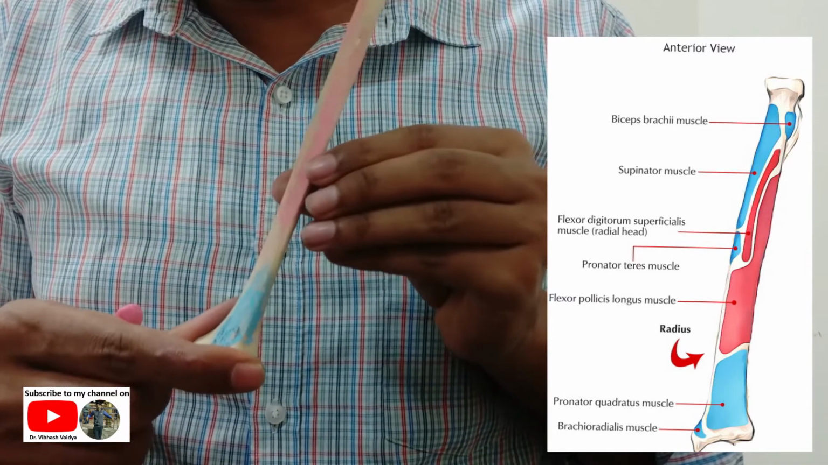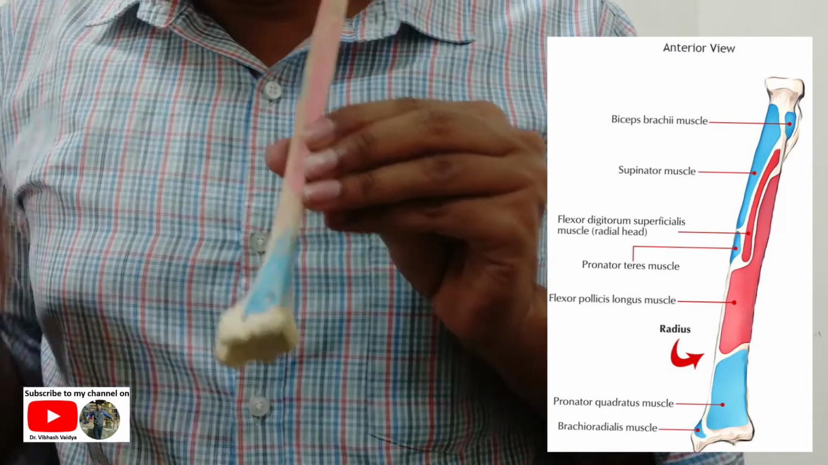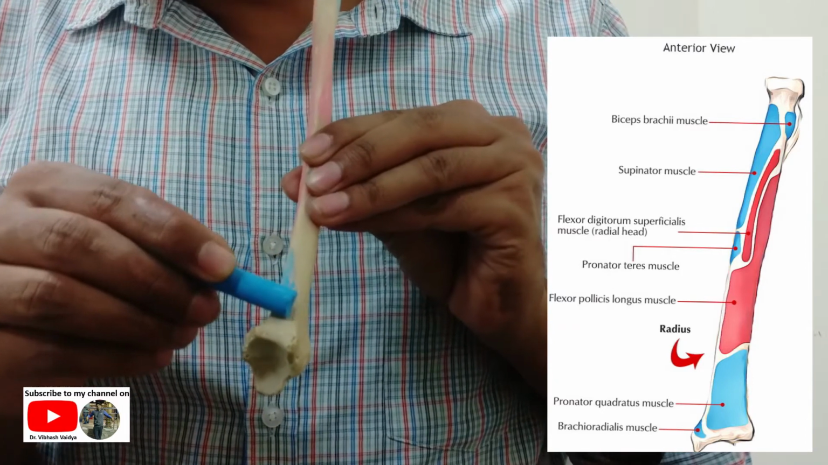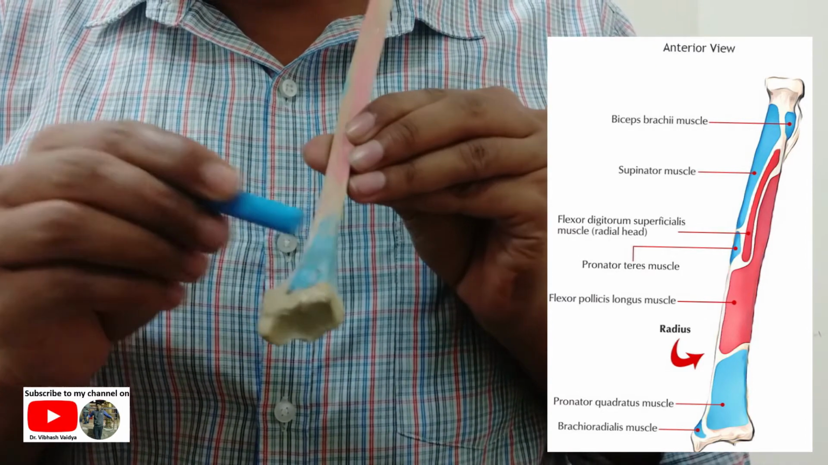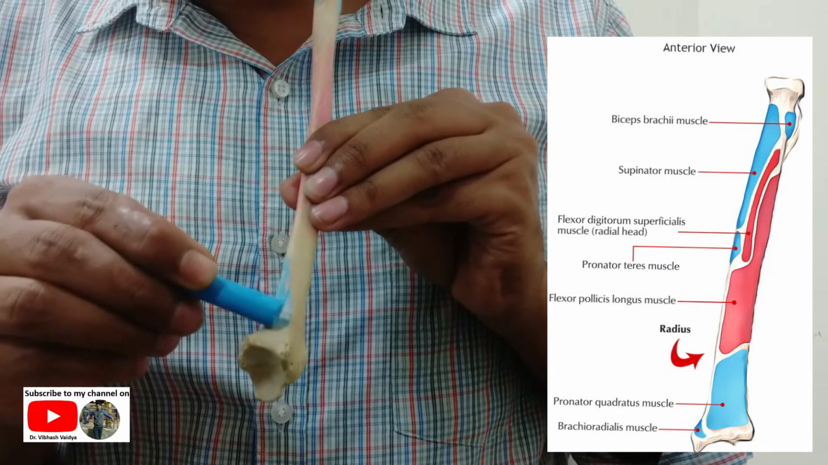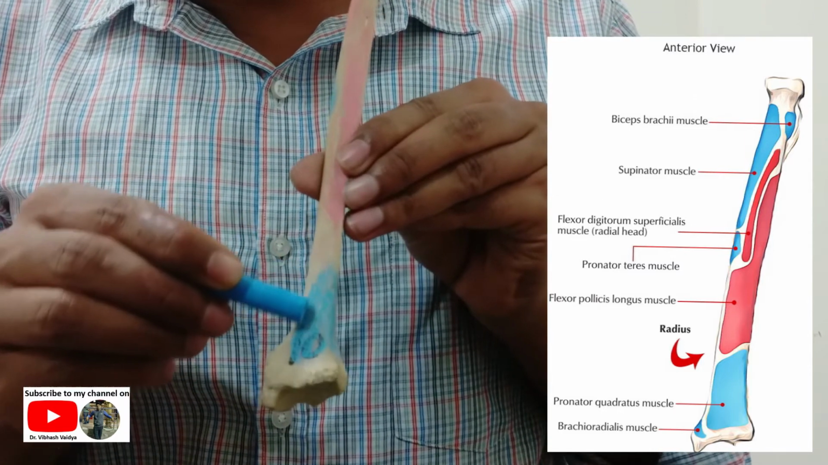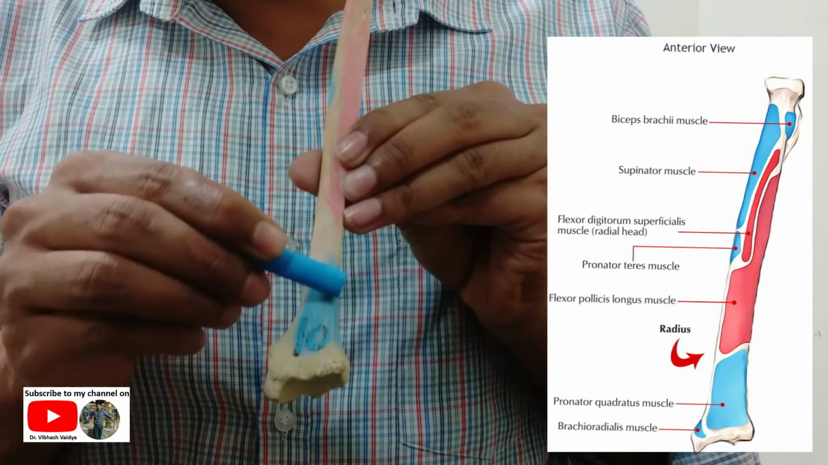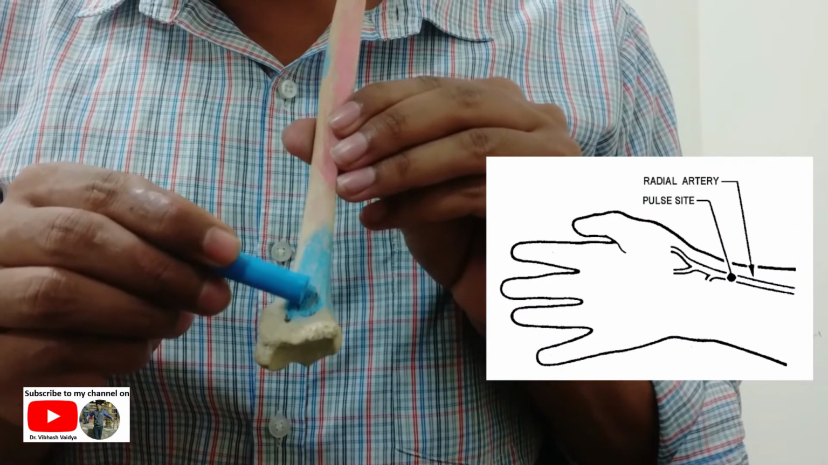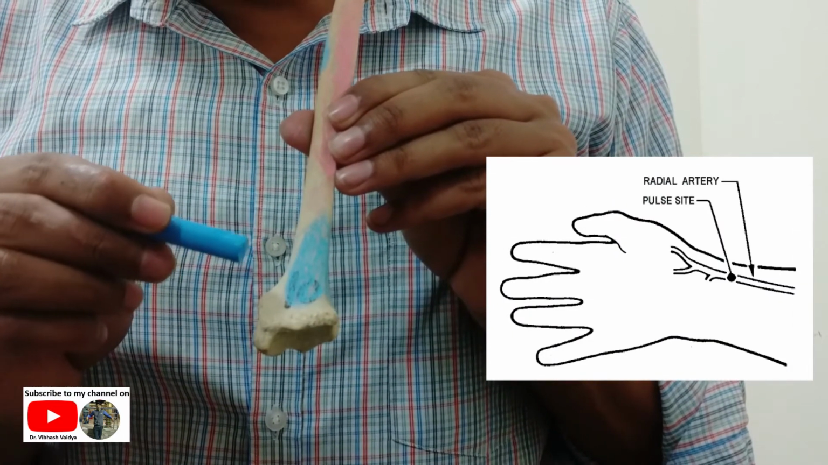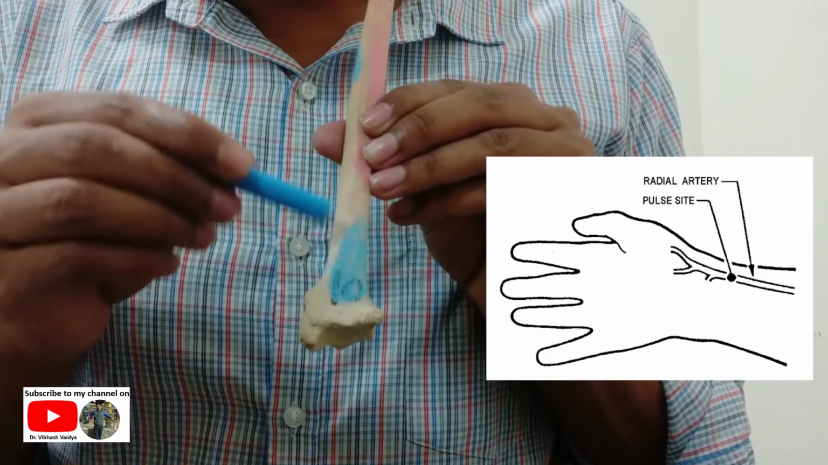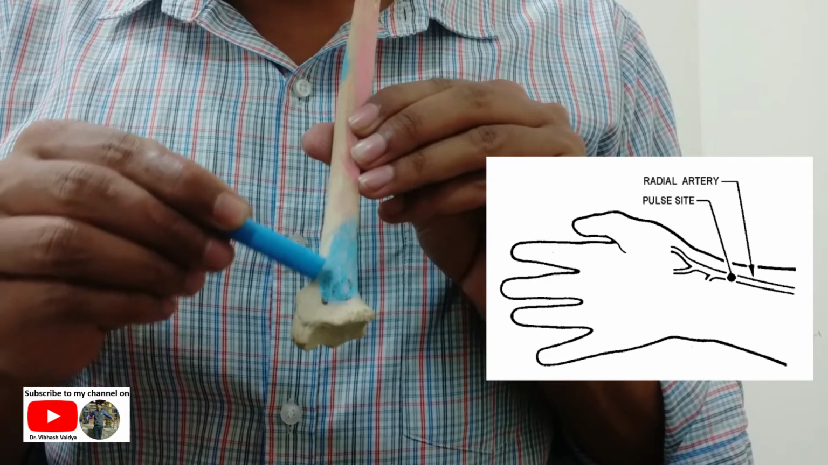Then the pronator quadratus muscle is inserted into the lower part of the anterior surface and into the triangular area of the medial side of the lower end. So from the anterior surface to the triangular area of the medial surface, this area receives the insertion of the pronator quadratus muscle. The radial artery is palpated for the radial pulse as it lies medial to the sharp anterior border of the radius. From here we have the location of the radial artery.